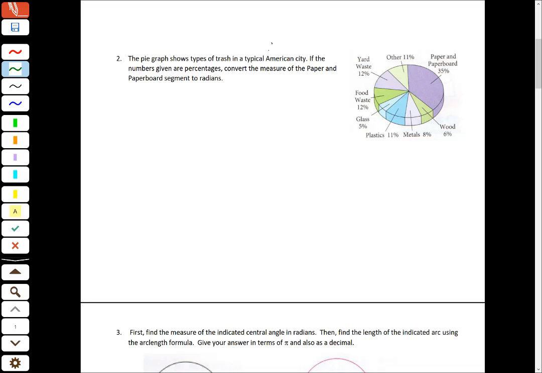Here, this is a problem that asks you to convert the measure of the paper and paperboard segment to radians, and it's in percentage, right? So this is a reminder that a circle has 2 pi radians. So when it says convert the measure of paper, 2 pi radians is also equal to 100% of the circle. And so you can do a proportion and set this up in a proportion to figure out what 35% of the circle would be, but that's kind of where we are.